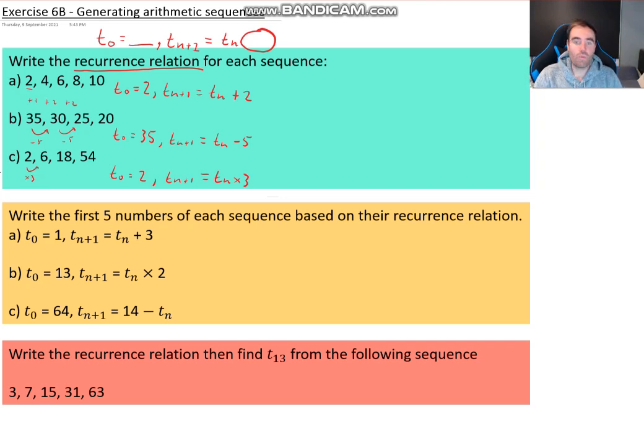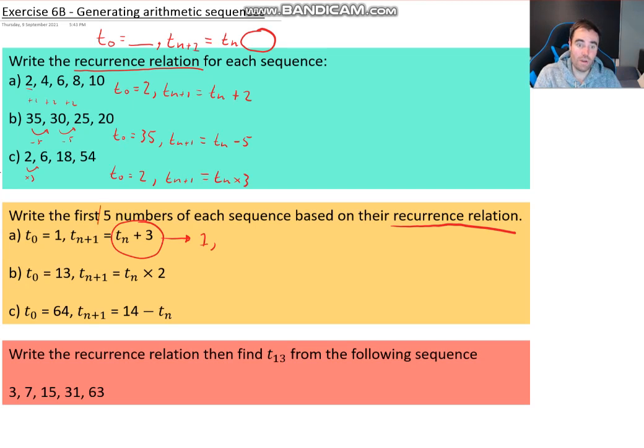All right, now we're writing sequences based on recurrence relations, literally the opposite of what we just did. It's just a matter of reading these and understanding what they mean. So the first one here, the first term is 1. So we start with 1. And then we literally just focus on what's happening at the end here, Tn plus 3. It's just saying add 3 each time.